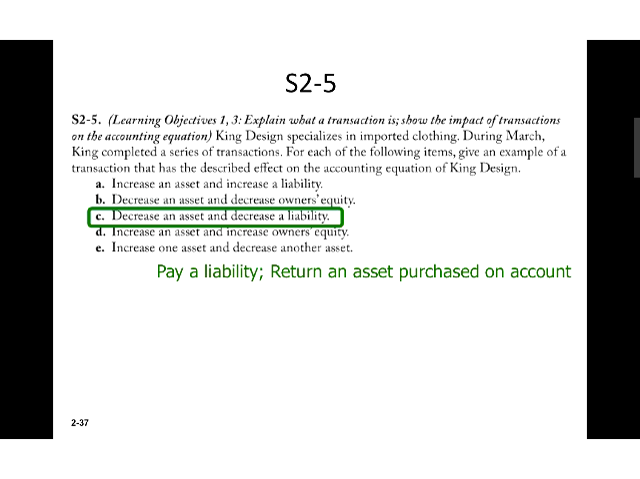Another one that's a little further out there is return an asset purchased on account. If we bought equipment and then it doesn't work and we take it back, we're going to reduce our asset because we're taking the asset back. And then we're also going to reduce the liability in that we don't owe the money anymore if we return the merchandise.